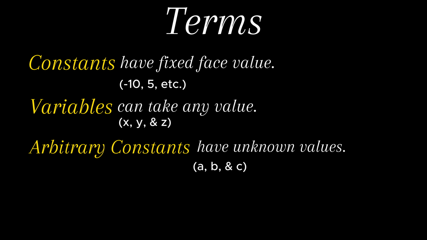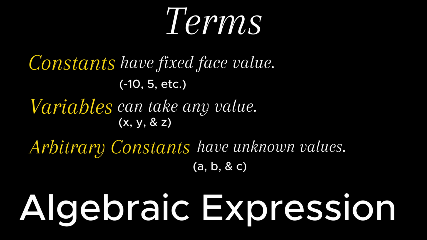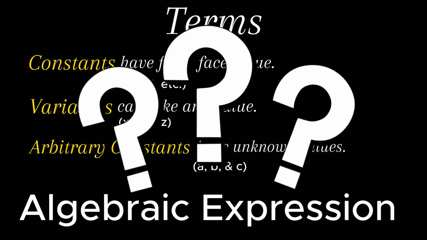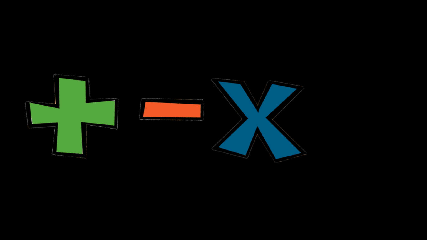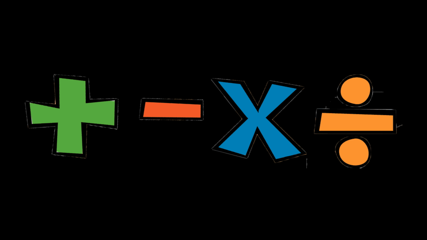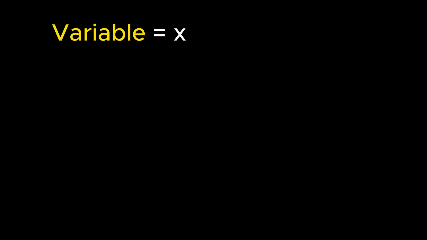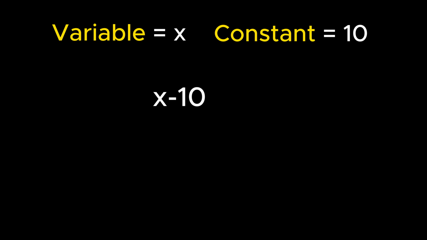These algebraic terms combine to form an algebraic expression. But how? The answer is by using the basic mathematical operators such as addition, subtraction, multiplication or division. Let's understand the formation of an expression using an example. Consider x as a variable term and 10 as a constant term. Now apply one of the operations to these terms. For now, let's use the operation subtraction. Here, x minus 10 is simply called an expression.